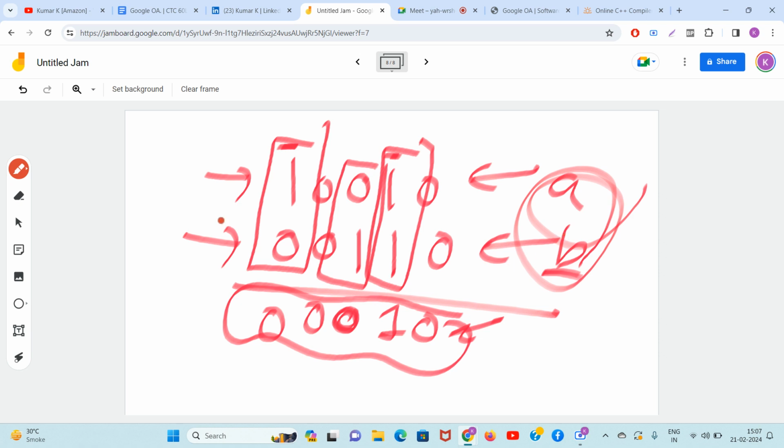Because when there is a 1 and 0, here the answer is coming as 0. The 1's power is getting wasted. Only those powers are retained where both are 1. So only that 1 is retained. The rest of the 1s are lost. The number has become smaller now.